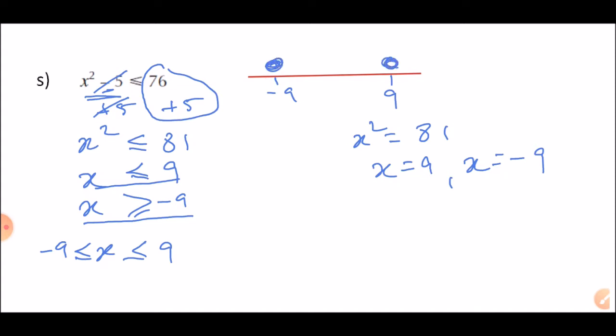So this bit here tells me that x has to be greater than or equal to minus 9, so the arrow goes that way, and this bit tells me x has to be equal to or less than 9, so the arrow is going to go this way. So this is how the answer would look as a solution, and this is how the answer would look on the number line.